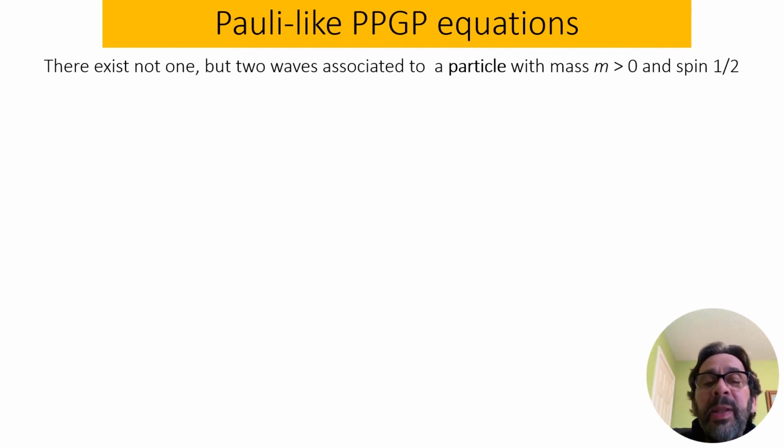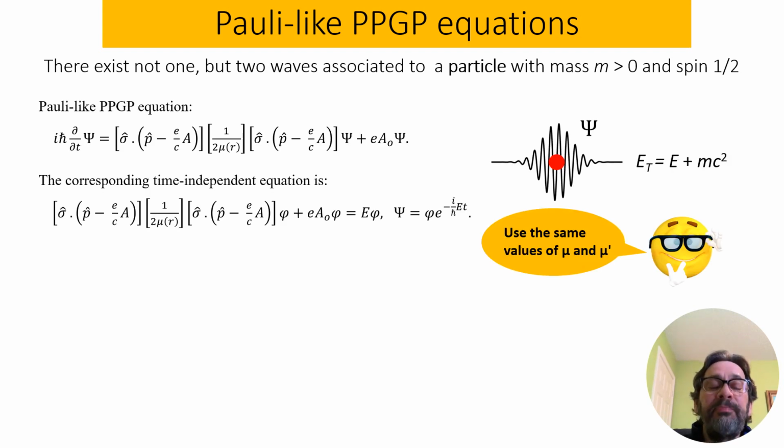Pauli-like Poveda-Poirier-Grave de Peralta equations. There exist not one but two waves associated to a particle with mass larger than 0 and spin 1/2. In one of these waves, the particle has energy E plus mc². What wave equation does this wave satisfy? Well, it satisfies the Pauli-like PPGP equation shown here.